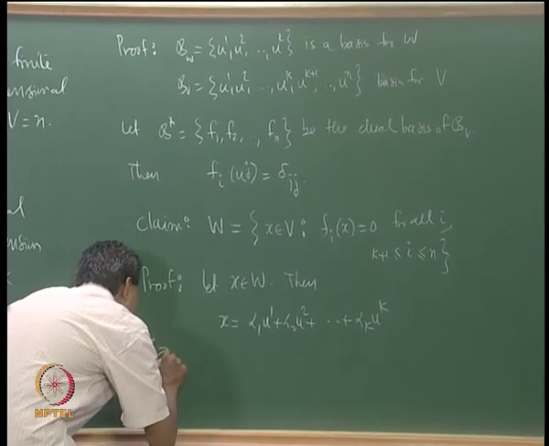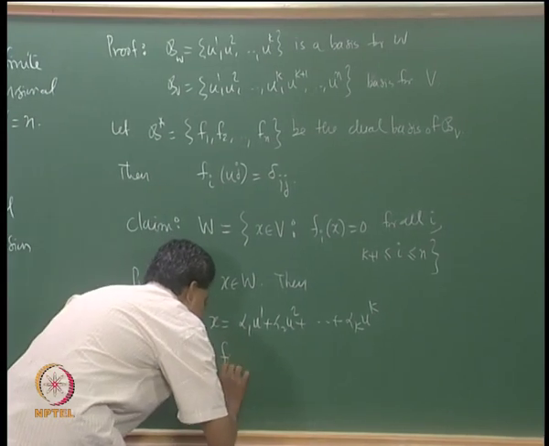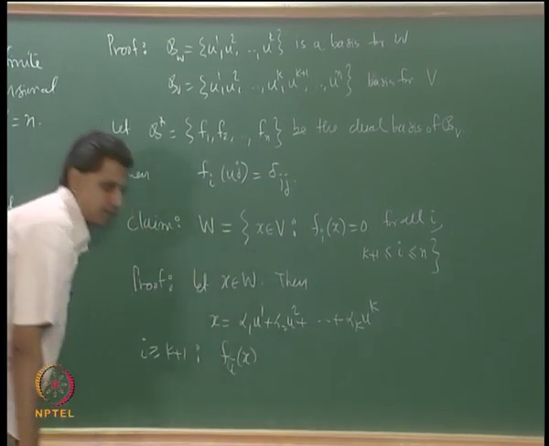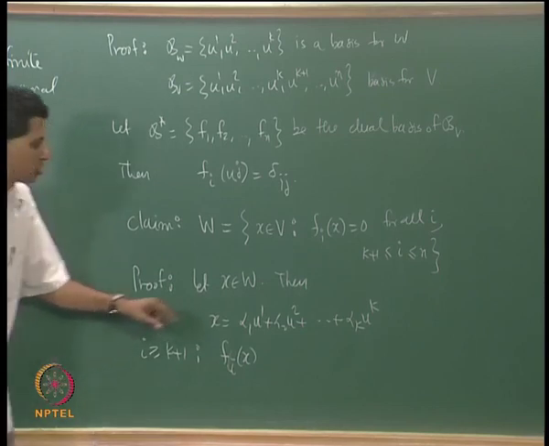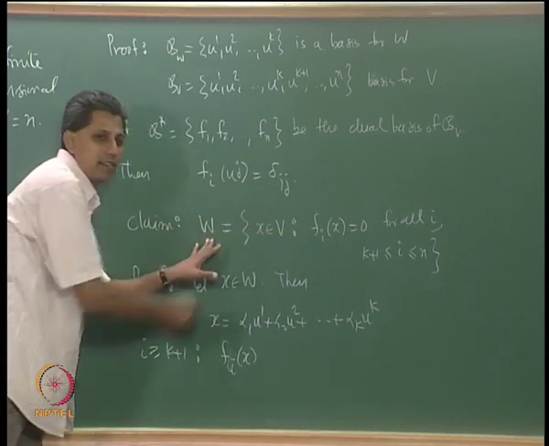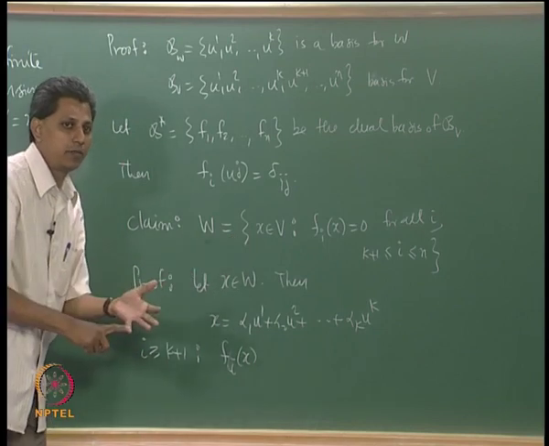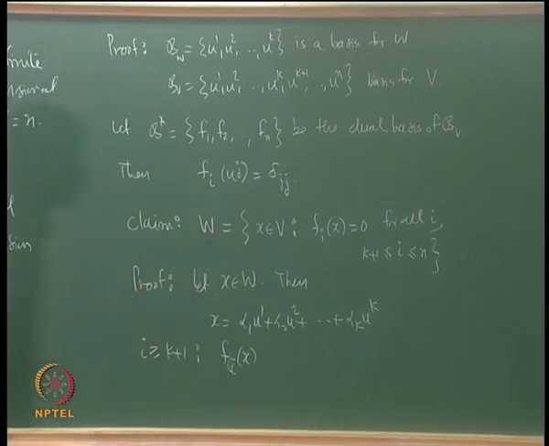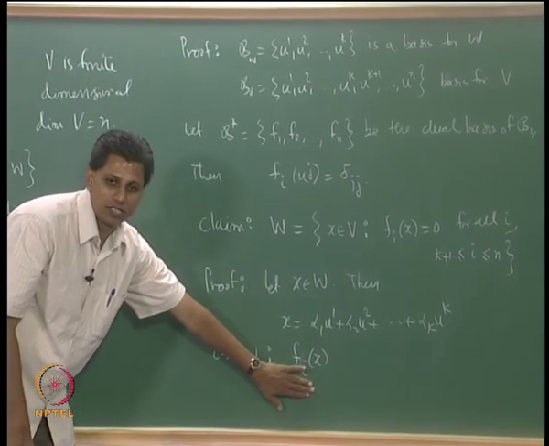Look at i greater than or equal to k plus 1, and then fi of x. Remember, whenever I want to show the left hand side is contained in the right hand side, I must show that if x belongs to W, then fk plus 1 of x is 0, fk plus 2 of x is 0, etc., fn of x is 0. So, I take i to be greater than or equal to k plus 1, and I must show this is 0.